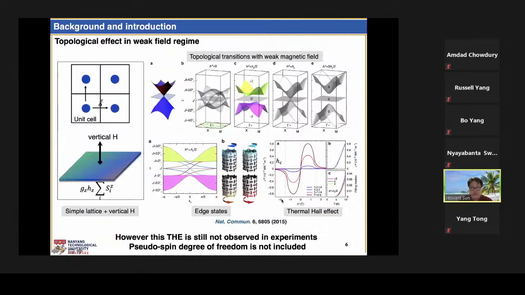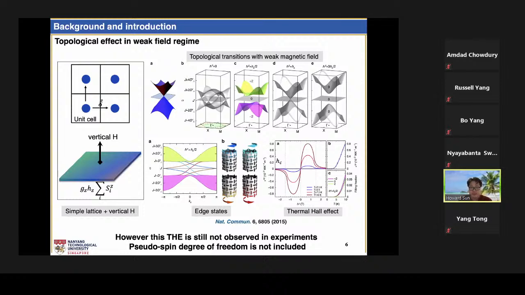Previously, by using this simple lattice model, the researchers found that this triplon excitation can hold topological phase transitions at a weak magnetic field regime, which means that the spin-1 Dirac cone can be gapped by this small vertical magnetic field, and then can hold gapless edge states, which can contribute to the thermal Hall conductance or conductivity.